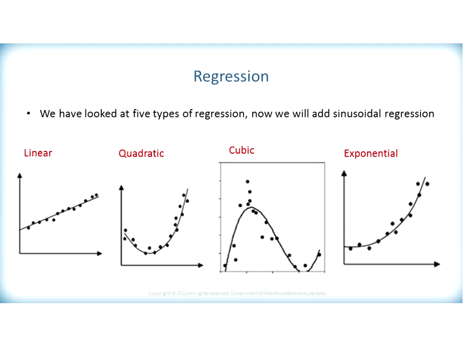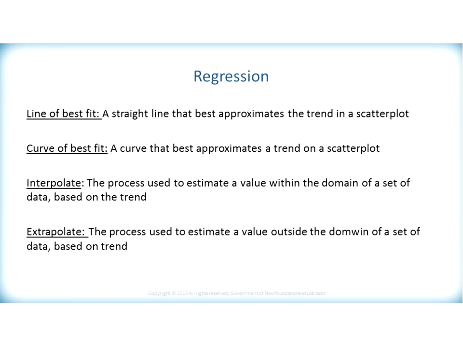So we've looked at 5 types of regression: your linear, your quadratic, your cubic, your exponential, and your logarithmic. Now we're going to look at sinusoidal regression. If you recall, the line of best fit is a straight line that best approximates the trend in the scatter plot. The curve of best fit is a curve that best approximates the trend in the scatter plot.